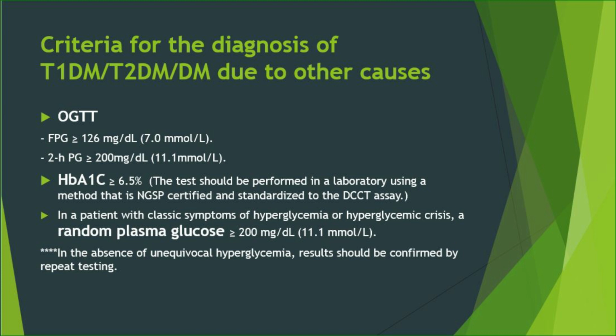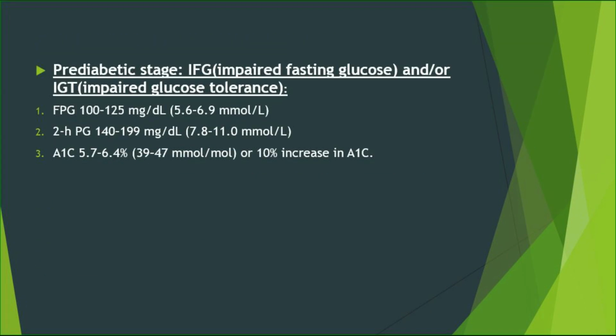So there is another stage of dysglycemia that is called pre-diabetic stage, impaired fasting glucose or IFG, and impaired glucose tolerance, IGT. If the fasting blood sugar is between 5.6 to 6.9, then it is considered as IFG, that means impaired fasting glucose. And if the postprandial sugar level after taking 75 gram glucose is between 7.8 to 11, then it is also considered as pre-diabetic condition or IGT, impaired glucose tolerance. Regarding HbA1c, if the HbA1c is between 5.7 to 6.4, then it is called pre-diabetic stage.